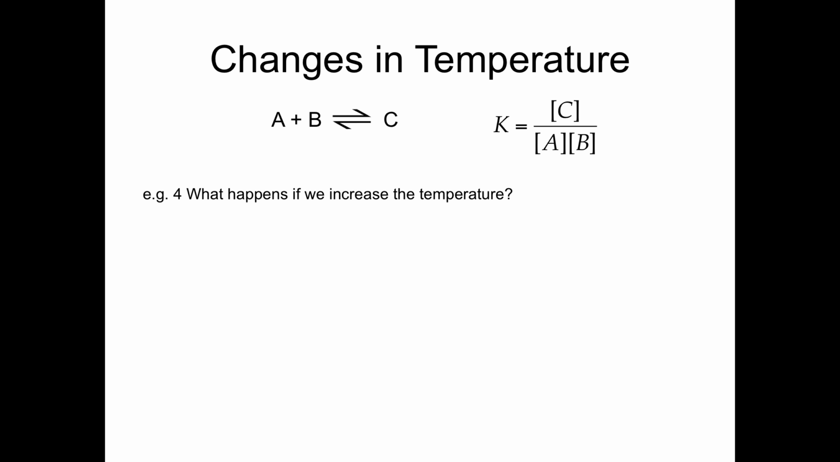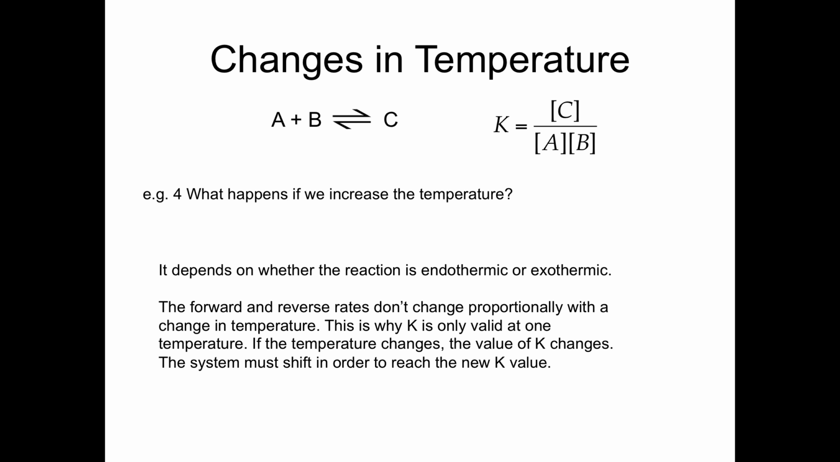The last example that we can use Le Chatelier's principle for is changes in temperature. So the question here is, what happens if we increase the temperature for this reaction? As we know, the value of the equilibrium constant is only valid for one temperature. If we change the temperature, then the value of the equilibrium constant K also changes. So we now have to shift the equilibrium in order to move it towards the new value of K after we change the temperature. Which way this reaction will shift with an increase in temperature actually depends on whether the reaction is endothermic or exothermic.